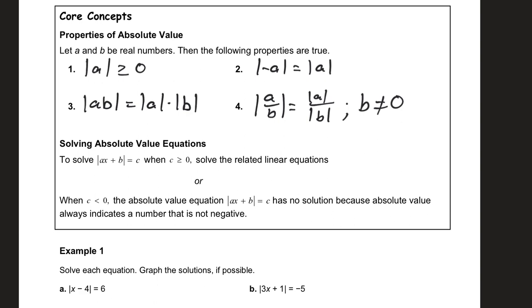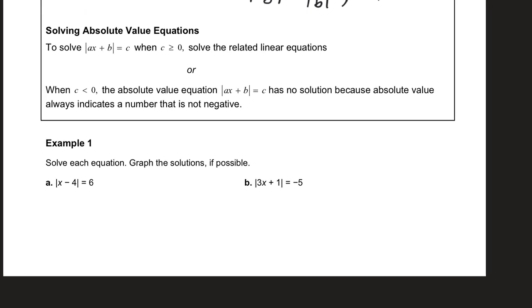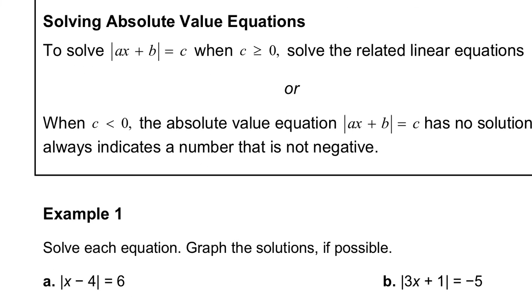And then keep going with the core concepts here. To solve an absolute value equation, you have to solve the related linear equation. So notice here, the absolute value of something equals C, as long as C is greater than or equal to 0, because an absolute value always has to be set to something that's 0 or positive. Then what we do is we write it as two separate equations. You can write it as ax plus b equals c, which is normal, or you write a second one, ax plus b equals negative c.